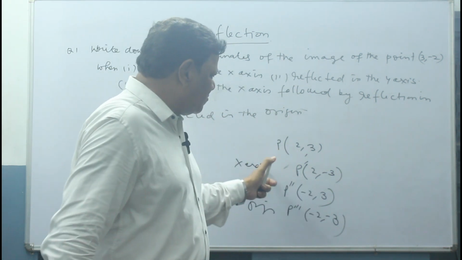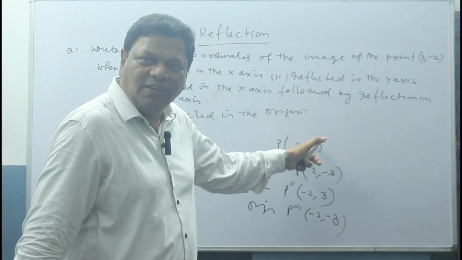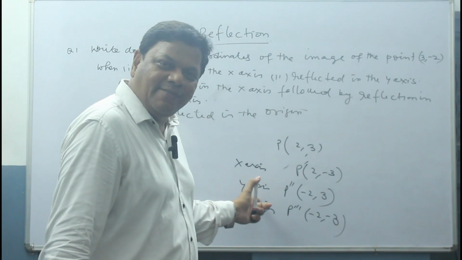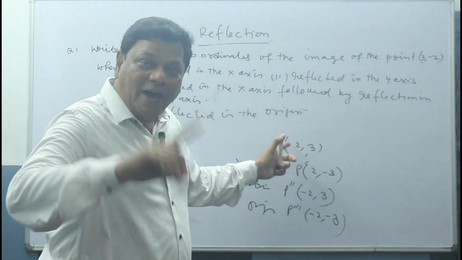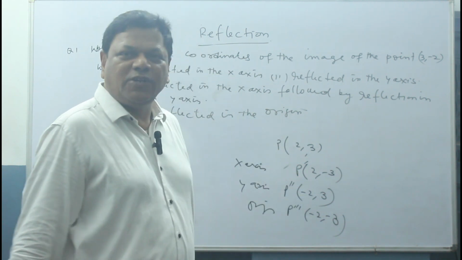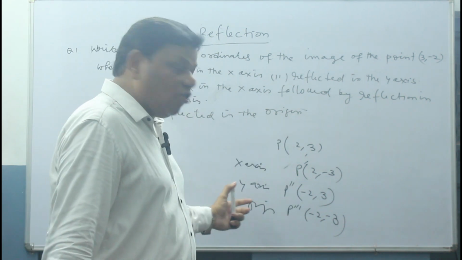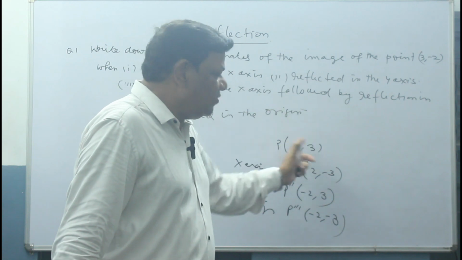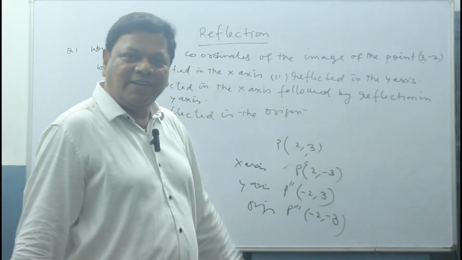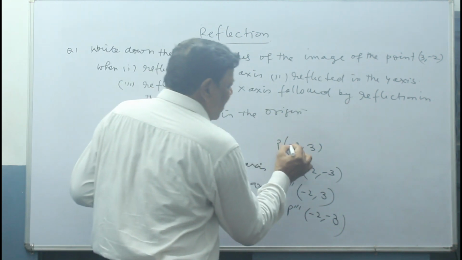Reflection with the x-axis means y. Y is 3, its sign will change. And reflection with the y-axis I will do. Y-axis means the x sign will change. X is plus, so -2 I have to write. And reflection with the origin I will do. Both signs will change. So it is given +2, -2, plus 3, minus 3. But it is given -2.